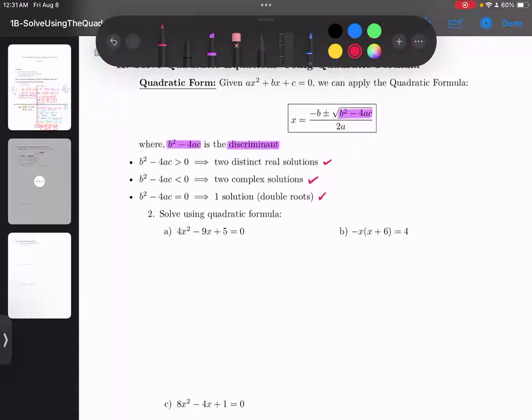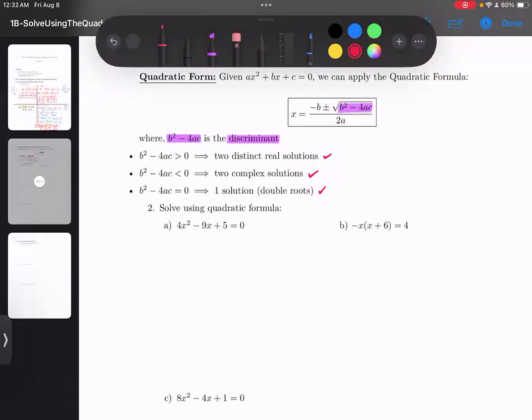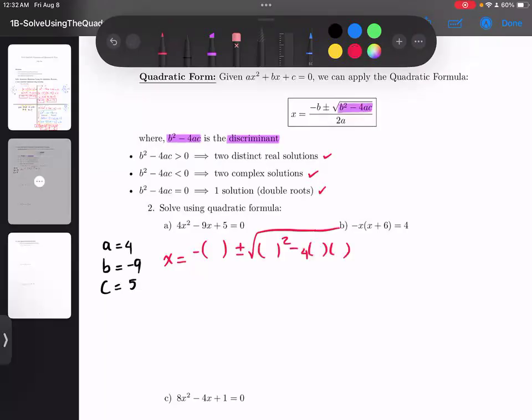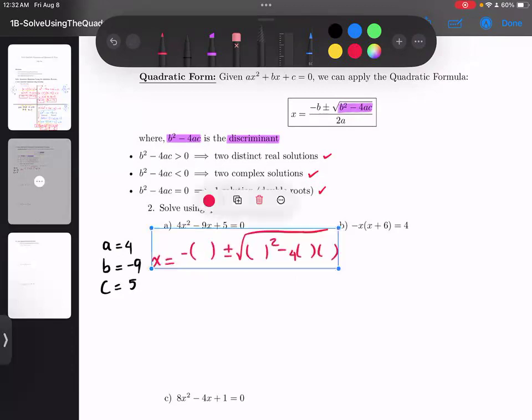All right, let's do this. Solve using the quadratic formula. If you can factor it, factor it. If not, use the quadratic formula. Here I have, first things first, A is 4, B is negative 9, and C is 5. So x equals negative b plus or minus the square root of b squared minus 4 times a times c, divided by 2a. Right. Okay, all right.